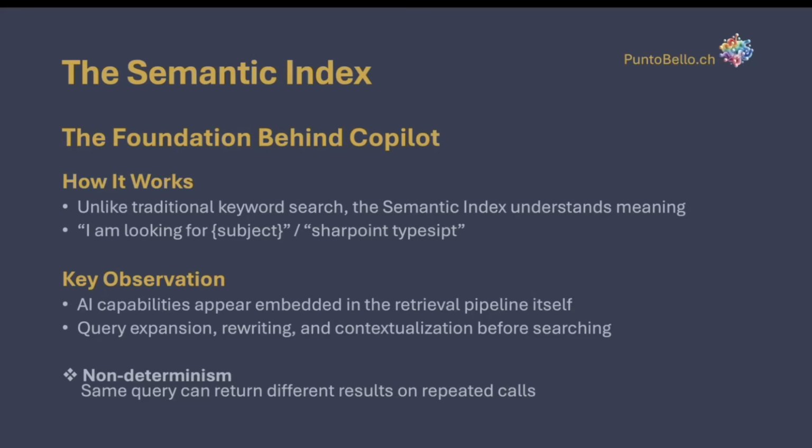From building the web part, my key observation is that it's not just a semantic index; we have AI capabilities which appear to be embedded in the retrieval pipeline itself. Microsoft states that the index understands context and intent and performs query transformation before searching. So identical queries can return slightly different results on repeated calls.